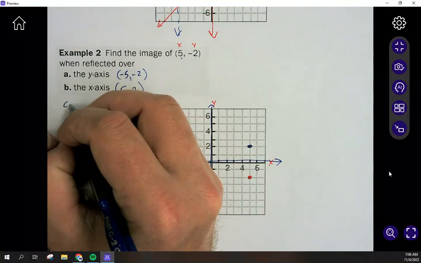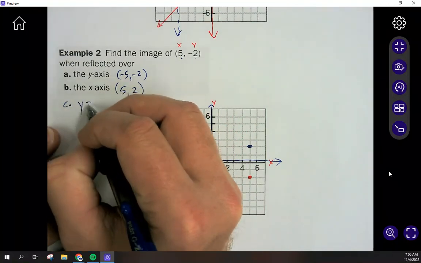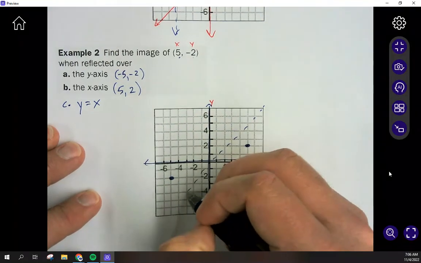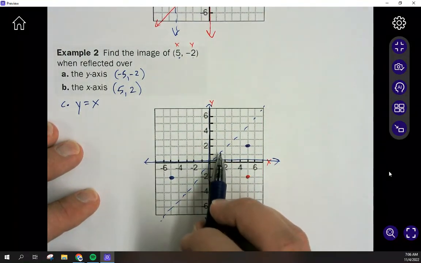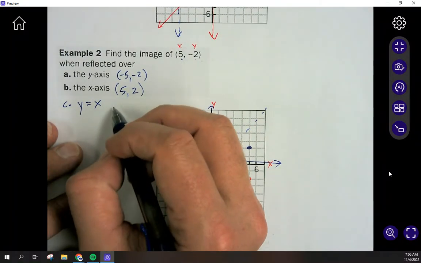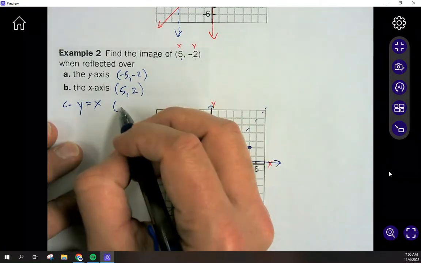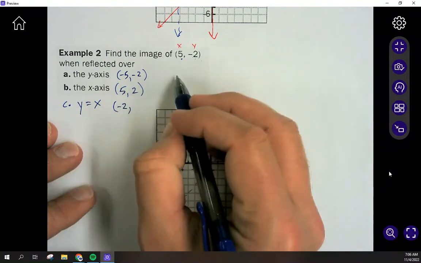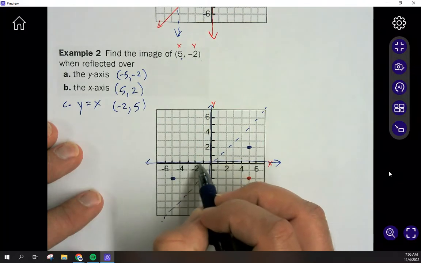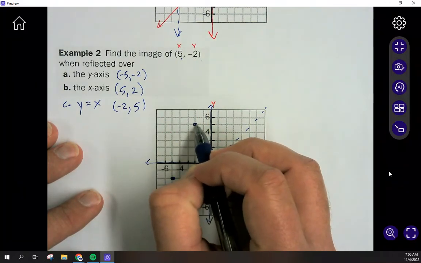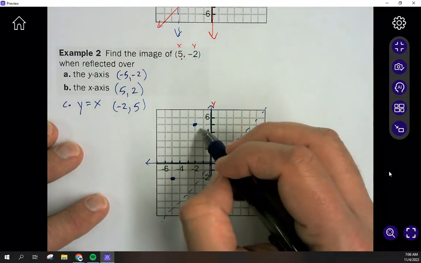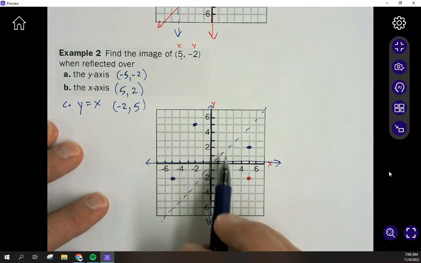And again, let's add that last one. Reflect over the line y equals x, the diagonal line through the origin. So you could try and measure it and go on the other side, but let's just use our rule here. We should just be able to flip this. And so negative 2 was the y, it becomes the x. 5 was the x, becomes the y. So negative 2, 5 puts me right there. And if I count it over diagonally, I'm the same distance away from that line.